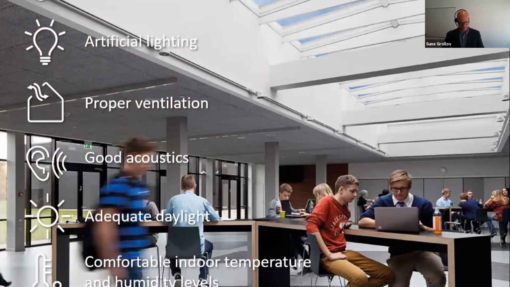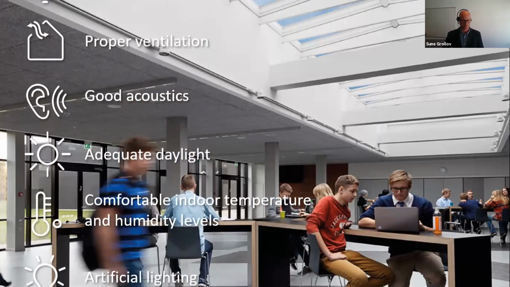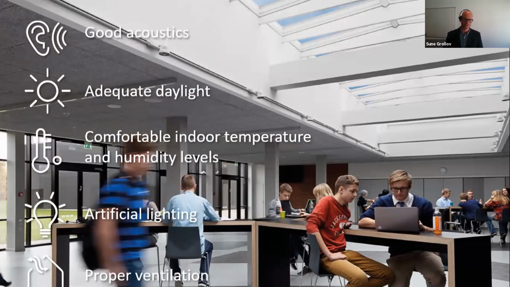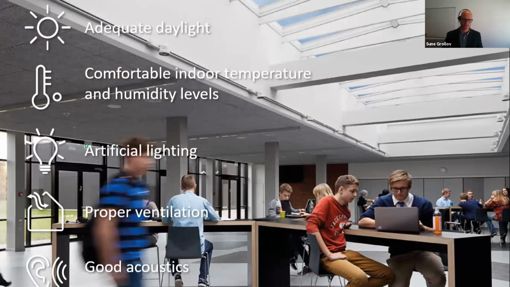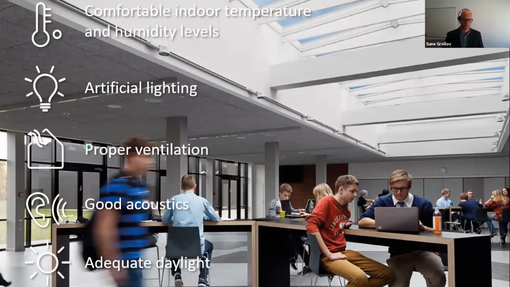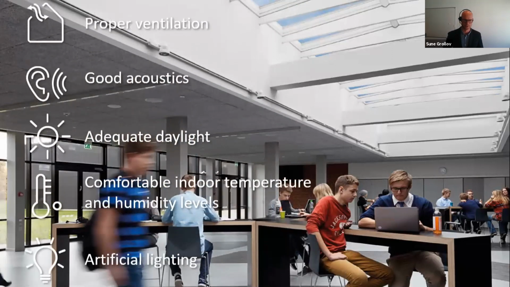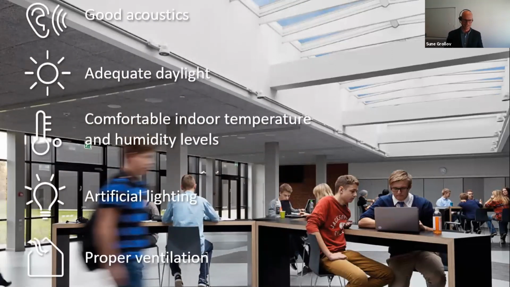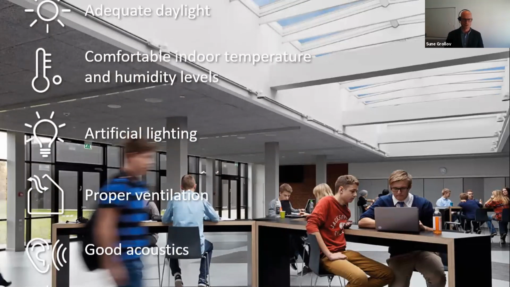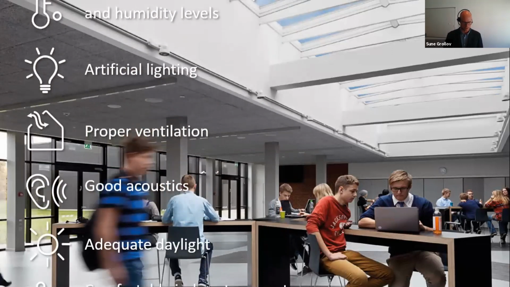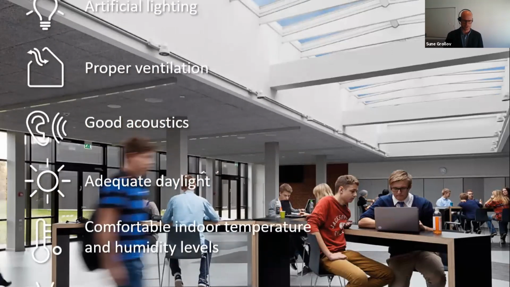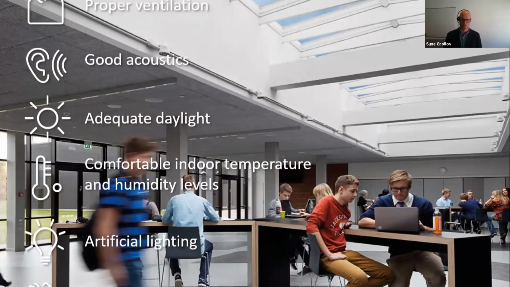So looking at the possibilities, these are some of the factors that we need to look at: proper ventilation, good acoustics, accurate daylight, comfortable temperatures, humidity levels, and artificial lighting. And these are all things that we should take into account when we do our building legislation, and when we also want to inform the population.